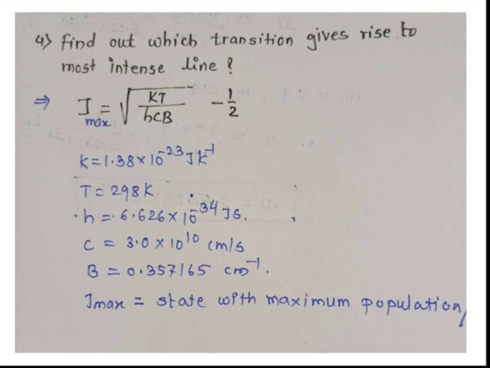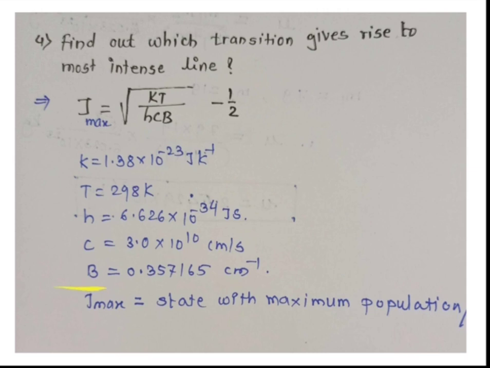So k is the Boltzmann constant, whose value is 1.38 × 10^-23 joule per Kelvin. T is the thermodynamic temperature, which is equal to 298 Kelvin. h is Planck's constant, which is equal to 6.626 × 10^-34 joule seconds. c is the velocity of light, which is equal to 3 × 10^10 centimeters per second.